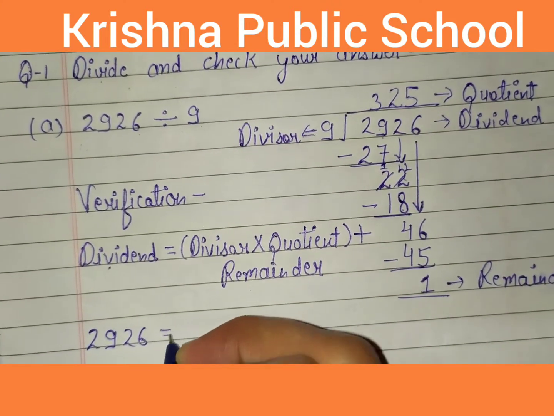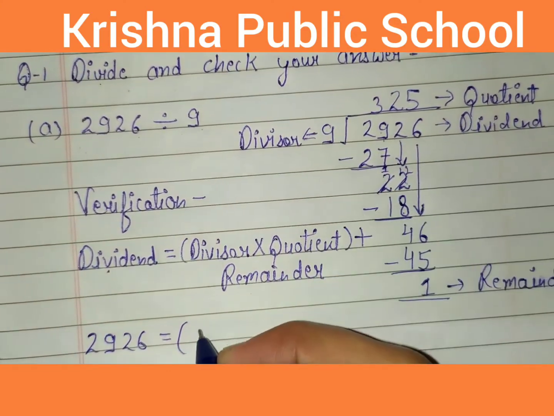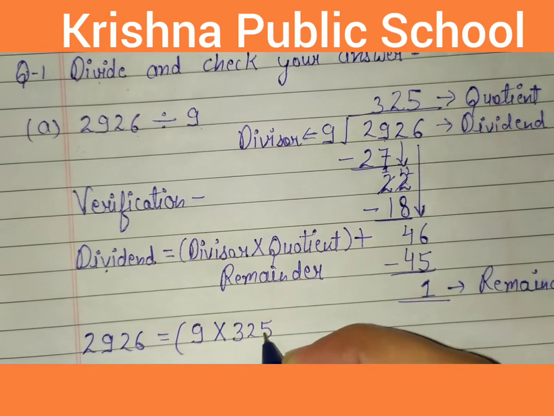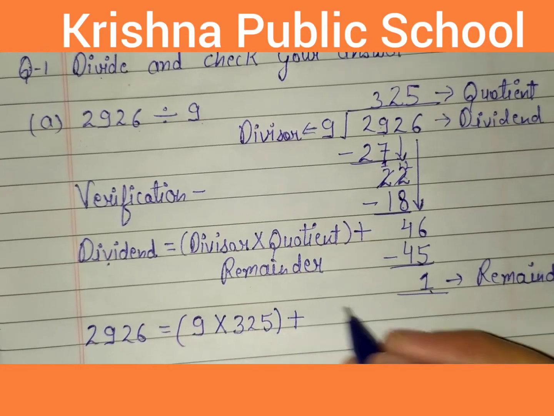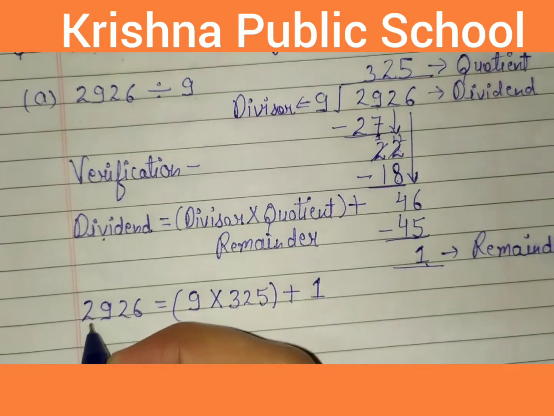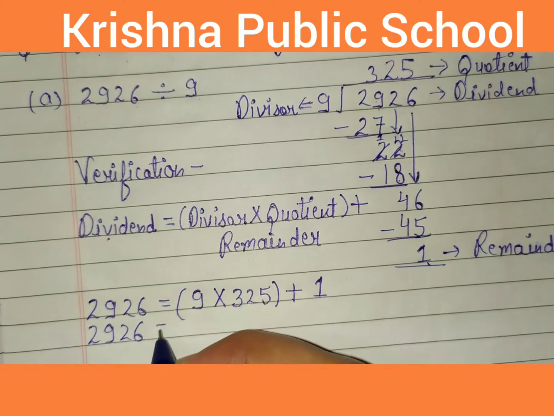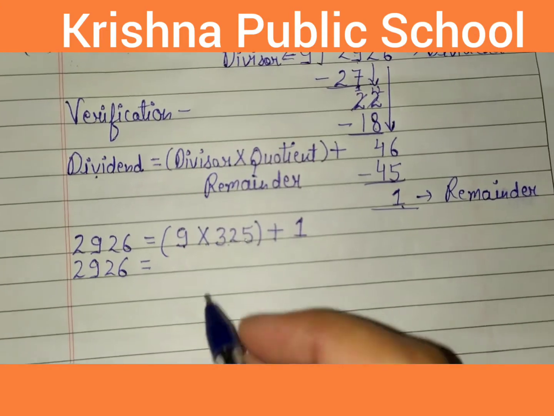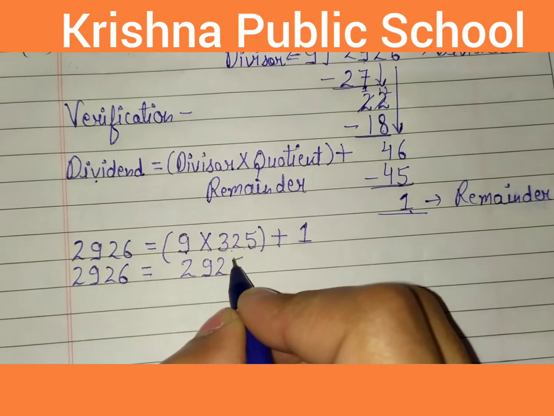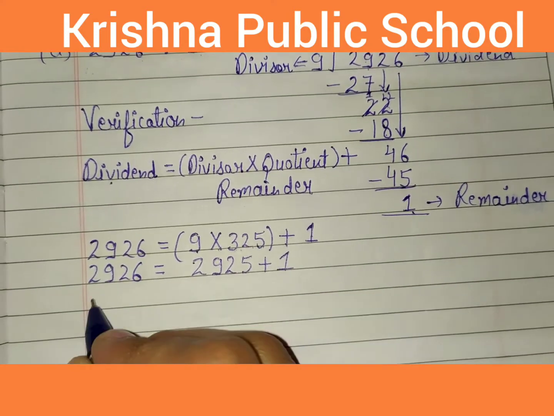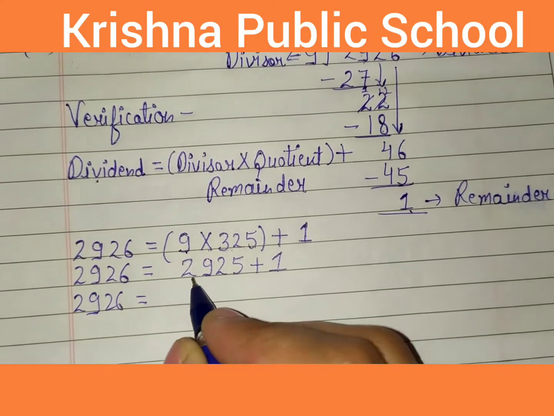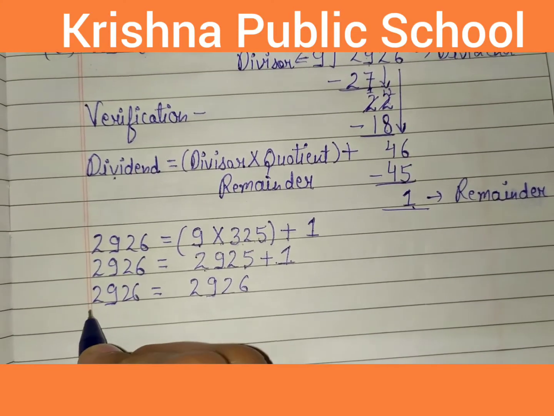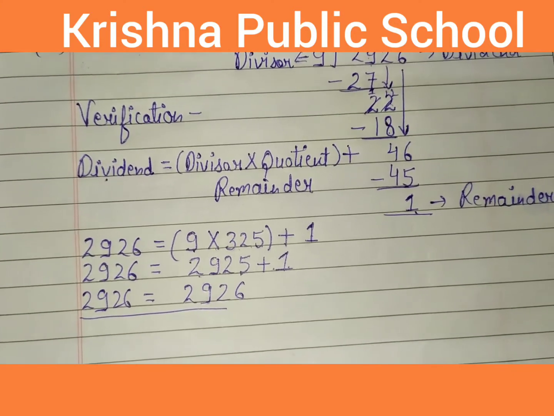2926 equal to, write divisor. Divisor is 9. Write 9. Multiply quotient is 325. Add remainder is 1. 2926 equal to 9 multiplied by 325 equal to 2925. Add 1. 2926 equal to 2925 add 1 equal to 2926. Children, both are equal. It means your answer is correct.